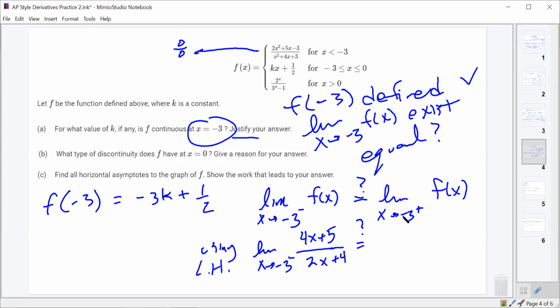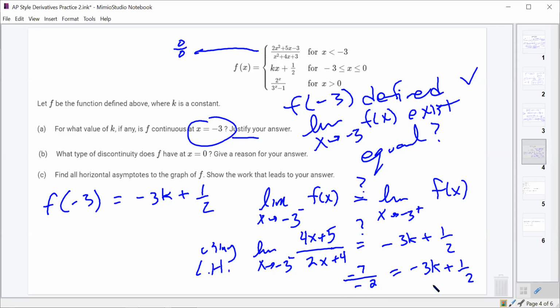And as we approach negative 3 from the right, we're going to use this middle one, and that's just going to be negative 3k plus a half. And what is the limit here? If I plug in negative 3 to this, what do I get? I get negative 12 plus 5, which is negative 7, divided by negative 6 plus 4, which is negative 2, where I get 7 halves equals negative 3k plus a half.